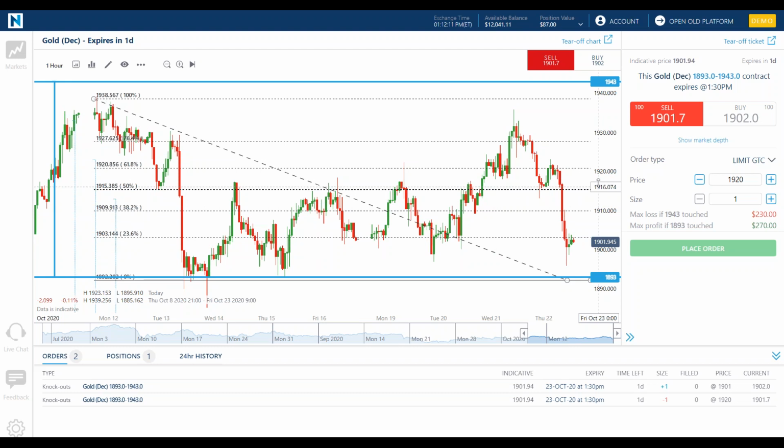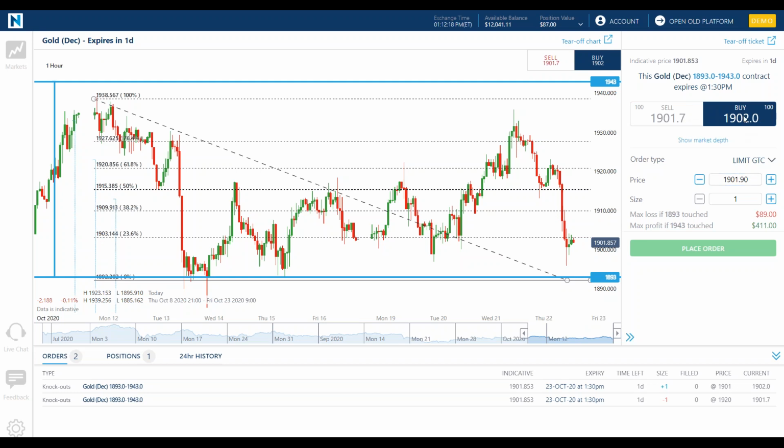And my profit or loss will be, since I paid 1902.50, this is where I bought my one. If it goes higher and settles up in here, I will have a partial profit, some type of partial profit all the way up till 1943, at which point I would get knocked out for maximum potential profit.